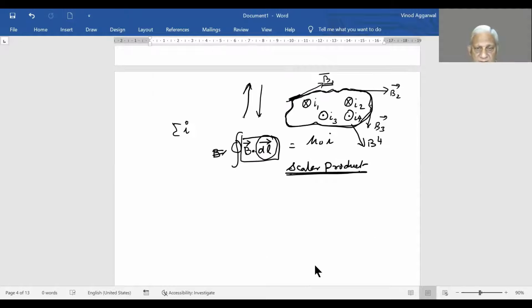Now, just for the sake of interest, if this loop were a perfect circle and B was constant all along, then what would have happened? dl would have got integrated into 2 pi r, and we would have got mu naught I.